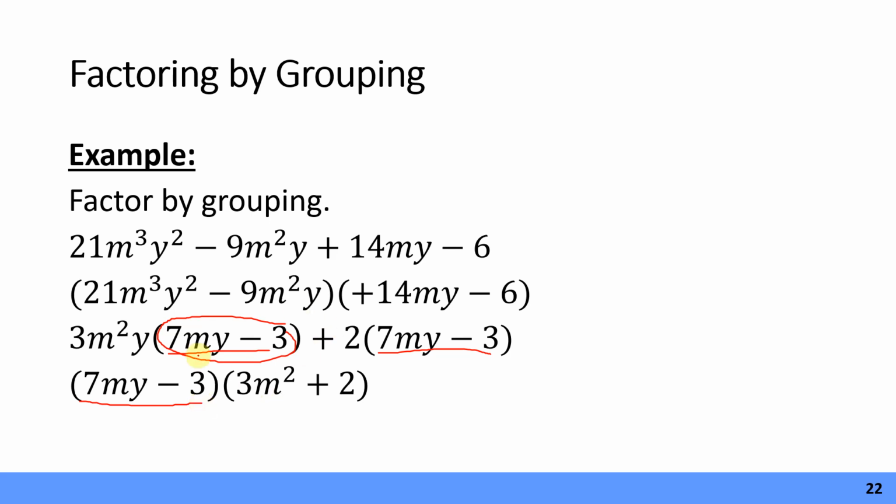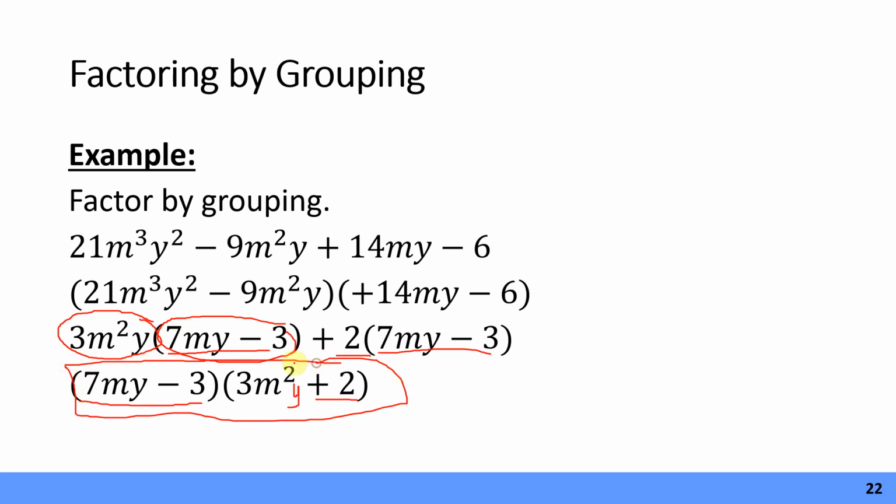So I put it in the front. And then in the other parentheses, you put what's in the front of the parentheses. So the 3m squared y. I'm so sorry, there's a y missing here. Just go ahead and put it. And then the +2 goes right there. So that's my final answer, right? That's how you factor it out.